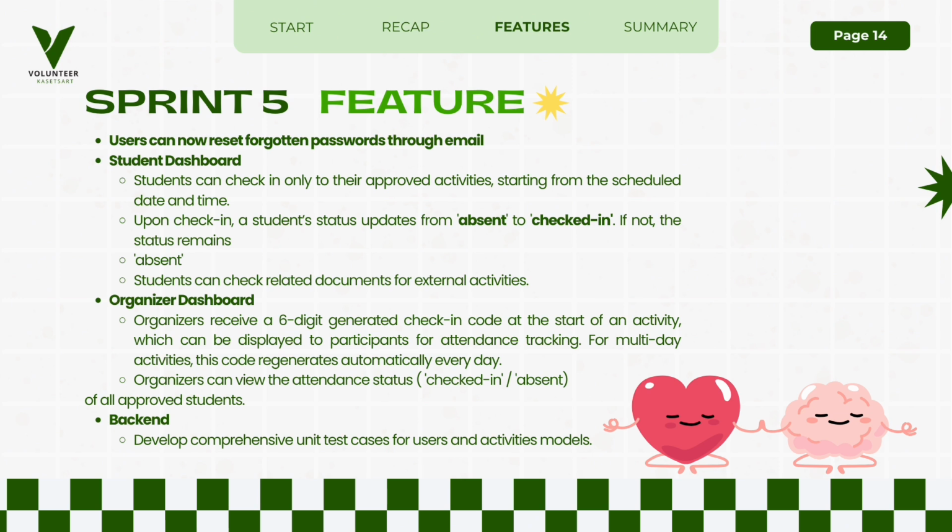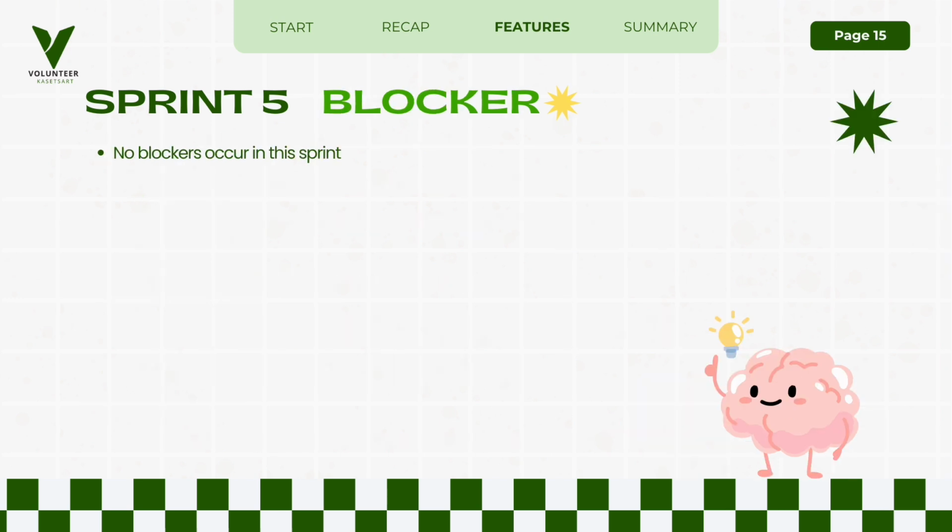In Sprint 5, we added a critical feature: password reset via email. For students, we implemented the check-in process for approved activities, updating their status from absent to checked-in. For organizers, we automated the generation of a 6-digit check-in code at the start of each activity. They can now also view the attendance status of all students. And on the back end, we strengthened our code base with comprehensive unit tests. For the Sprint 5 blocker, we had no major blockers, allowing us to deliver our planned features efficiently.